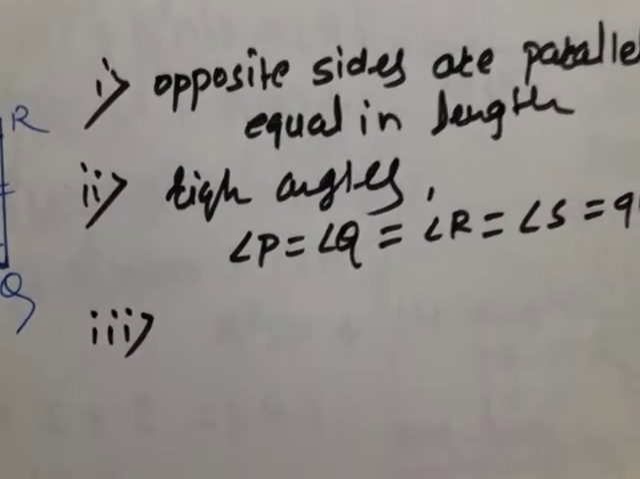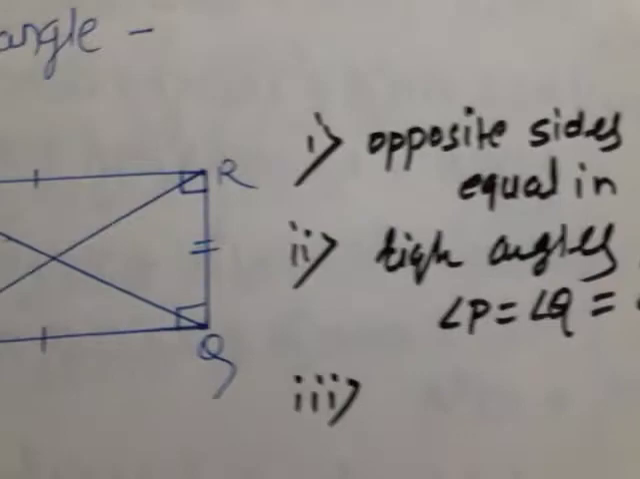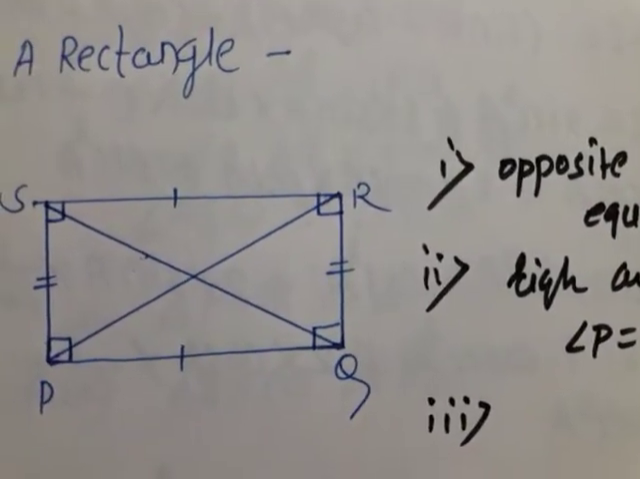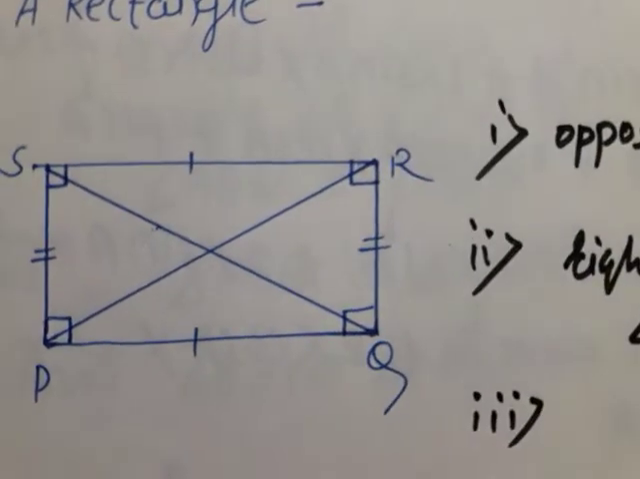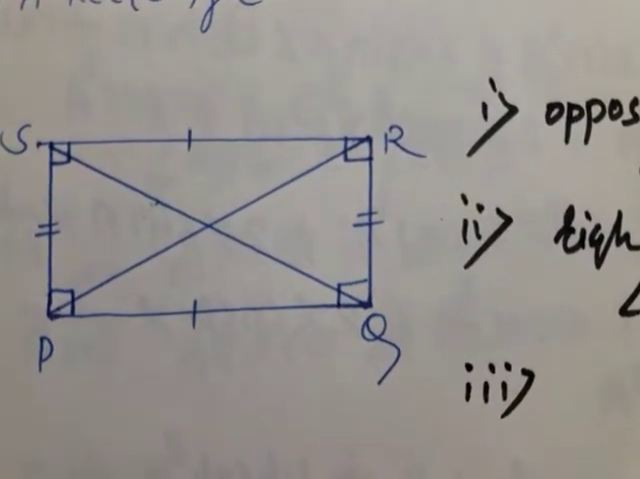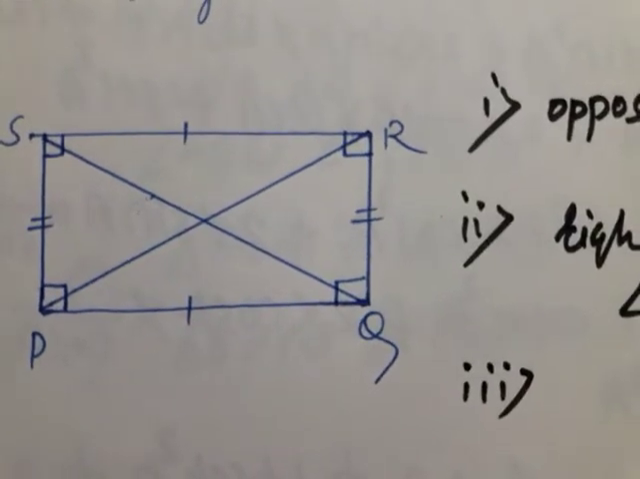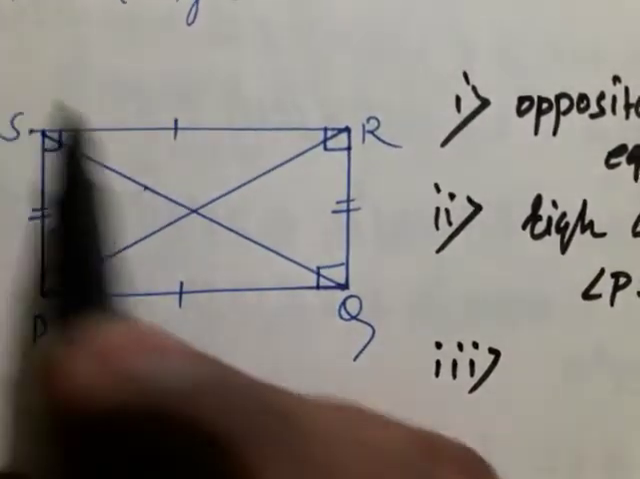Third property, this is a very important property. Listen carefully. If you observe here, third point you will see PR and QS, those are the diagonals of a rectangle. And in case of a rectangle, you must remember that diagonals are equal in length and bisect each other. Okay, diagonals are equal in length. ये equal in length में होते हैं.